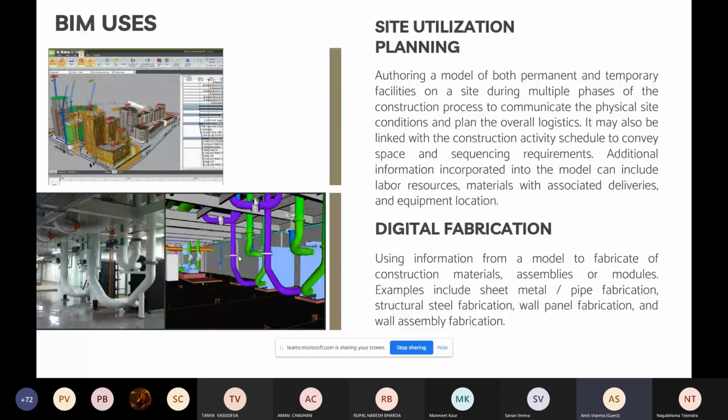The next one is site utilization planning. As you can see, this is one of the projects that we were working on. Here in downtown Toronto, there are like 5 high-rise buildings at the same time. There are huge cranes working on this project. You need to coordinate how the cranes are moving. You need to coordinate with the traffic flow because it's a live road. It's not blocked.